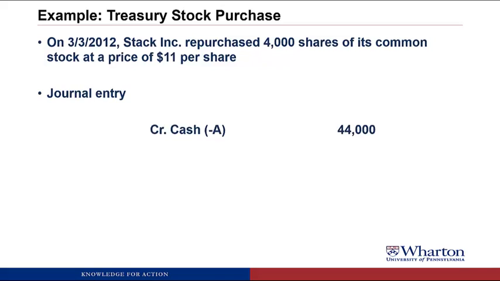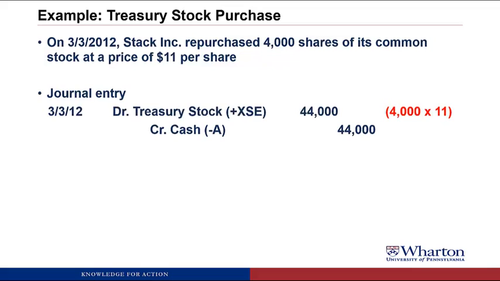Okay, so we're paying cash $44,000. So I have a credit to cash $44,000. That's 4,000 shares times $11 per share. The debit is going to be this account Treasury stock, which is a contra shareholders' equity, which means it's increased with a debit, and it goes in at 44,000, which is the 4,000 shares times $11 per share.